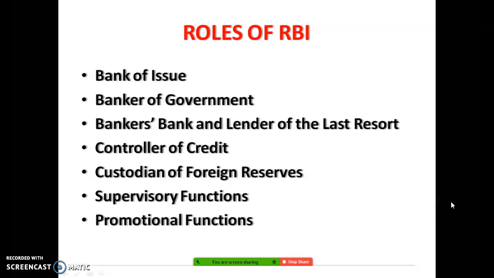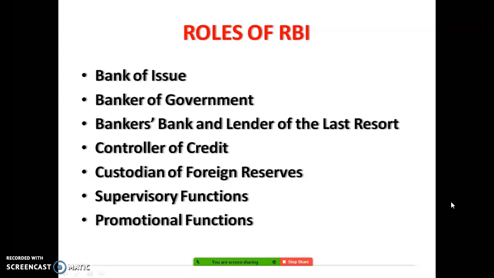Now let us look at the roles of RBI. Bank of issue, that is, issue of the currency. Banker of government, so it can act as a bank of the government. Banker's bank and lender of the last resort. Controller of credit, custodian of foreign reserves, supervisory functions, and promoter functions. So these are the 7 roles performed by RBI.